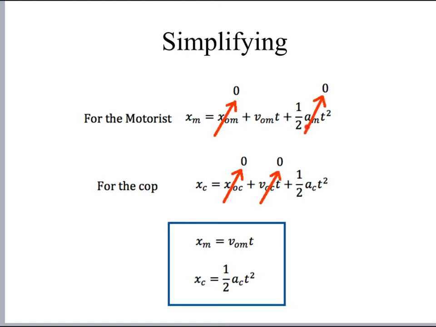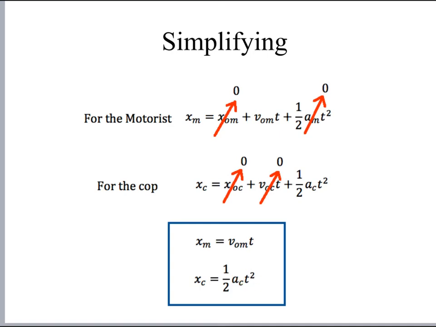And so I can plug everything in. This term, for example, since that a is 0, makes this whole term 0, because anything multiplied by 0 is 0. All these terms with the little red arrows get eliminated. And so I can simplify. I've got two equations: an equation for the motorist, which is the constant velocity of the motorist times the time, and then the equation for the cop, which is 1/2 the acceleration of the cop, t squared.